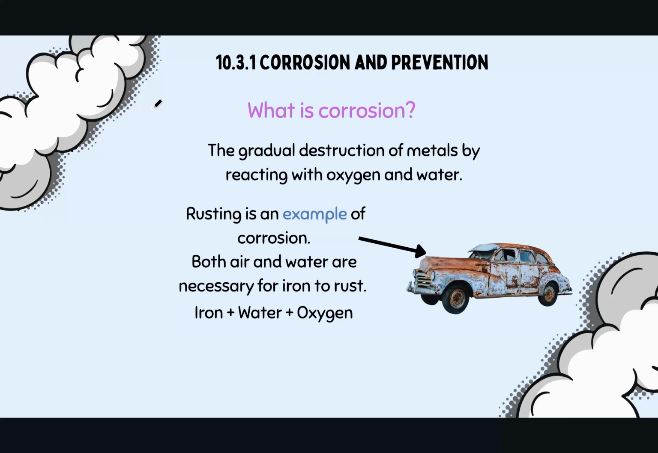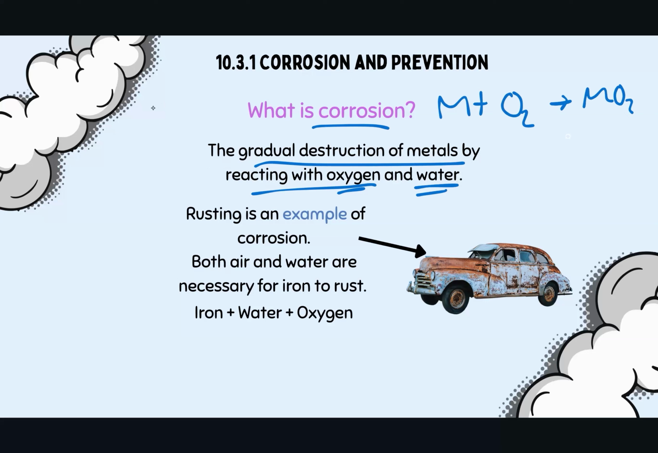Okay, 10.3.1 corrosion and prevention. Corrosion is the gradual destruction of metals by reacting with oxygen and water. So corrosion is just when a metal reacts with oxygen. So metal plus oxygen becomes metal oxide. Or it could be metal plus oxygen becomes metal oxide where it's just one oxygen, depending on what group it's in.